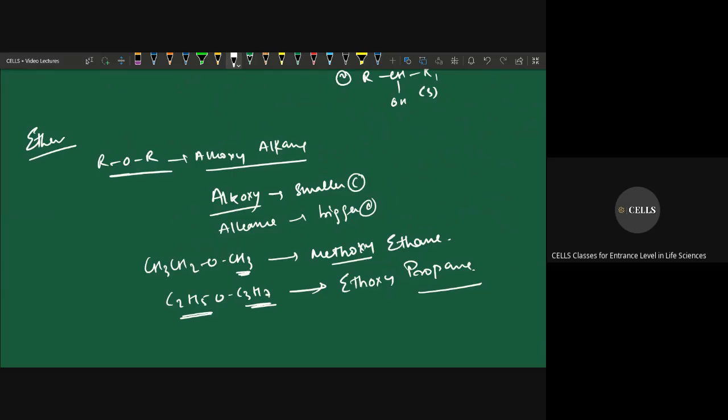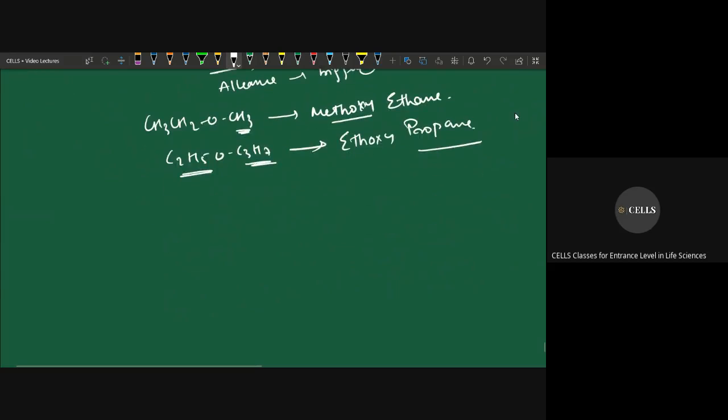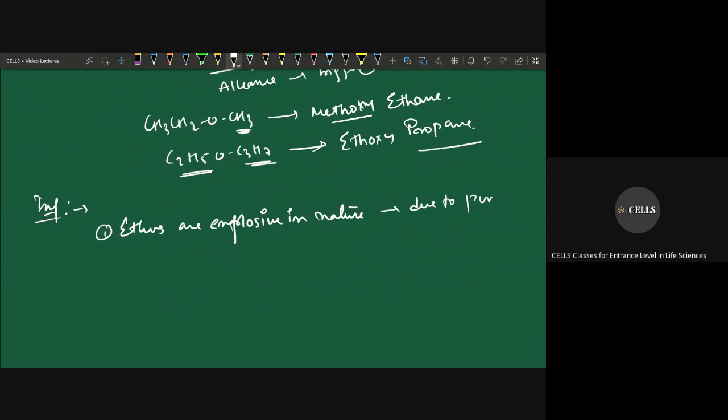So now, some important points. Ethers are explosive in nature due to peroxy formation. I'll show you. There is a peroxy linkage. You can see this ROR is a peroxy linkage. Due to this linkage, these are very much explosive.